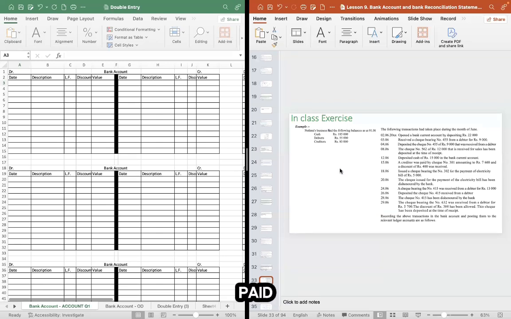A creditor was paid by check number 301 amounting to rupees 7,600 and discount of 400 was received. Issued a check bearing 302 for the payment of electricity bill for 5,000. The check issued for the payment of electricity bill has been dishonored. An issued check has been dishonored.